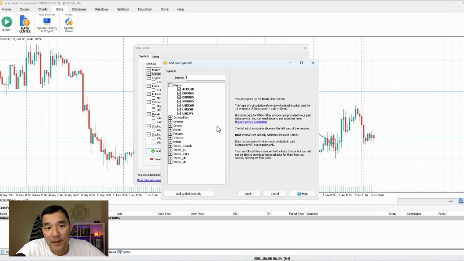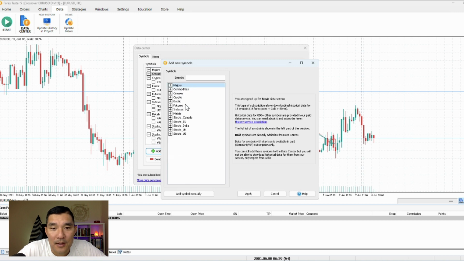But these are the markets that they have. They have the major Forex pairs, they have the exotics, they have the crosses, and then they have some other things like futures, indexes, metals, and stocks from different countries. So you can see this like that. So a pretty good selection of data. The quality of the data is really going to depend on the market. Overall, Forex Tester's data is good, and it can really help with your backtesting.